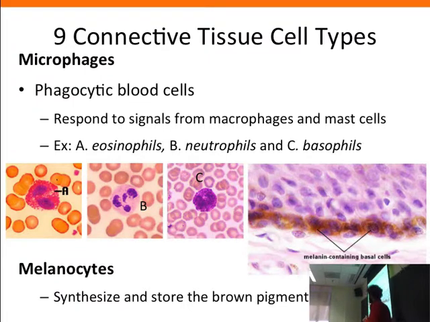They are phagocytic, and they can produce types of antibodies. For example, eosinophils produce IgE, which is the type of antibody that's responsible for allergy in the body.